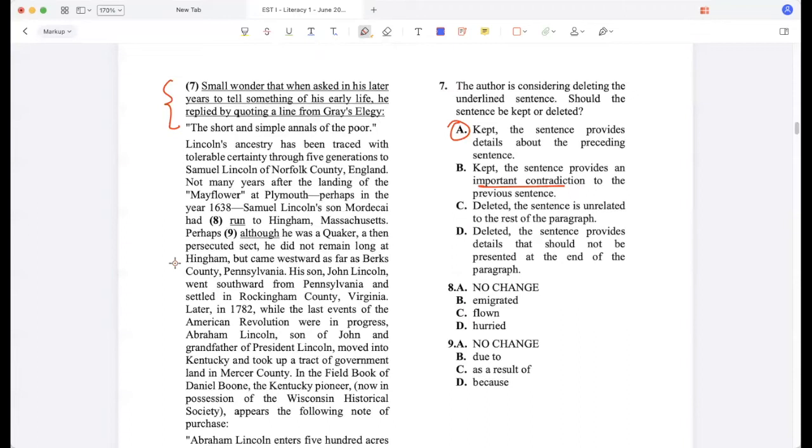Lincoln's ancestry has been traced with tolerable certainty through 5 generations to Samuel Lincoln of Norfolk County, England, not many years after the landing of the Mayflower at Plymouth. Perhaps in the year 1638, Samuel Lincoln's son Mordecai had emigrated to Hingham, Massachusetts. So emigrated, because he went from England to the U.S., would be the best answer. Perhaps, because he was a Quaker, a then persecuted sect, he did not remain long at Hingham, but came westward as far as Berks County, Pennsylvania.